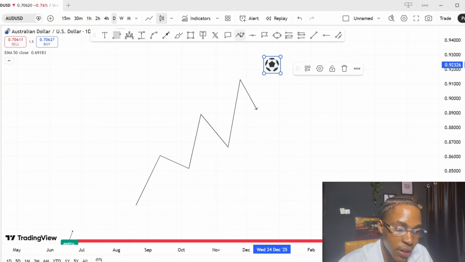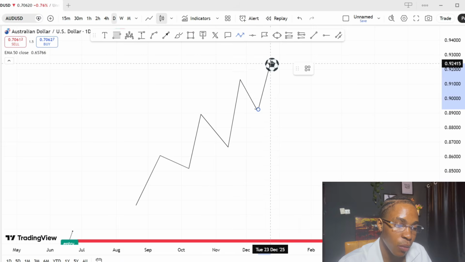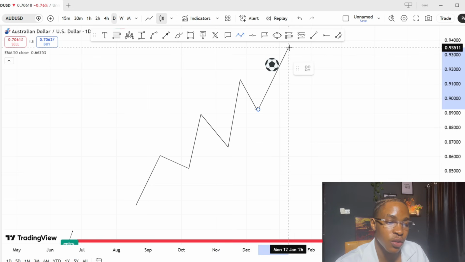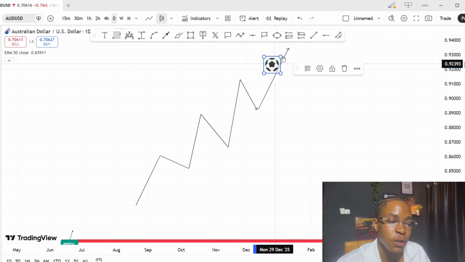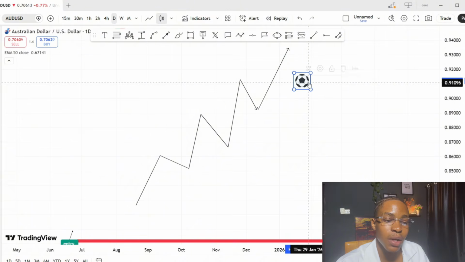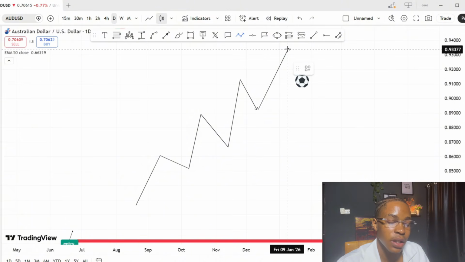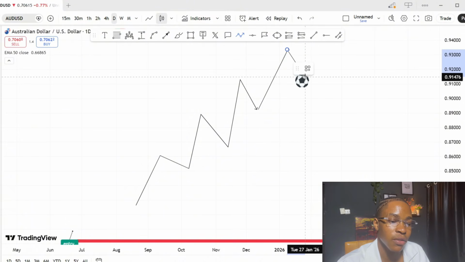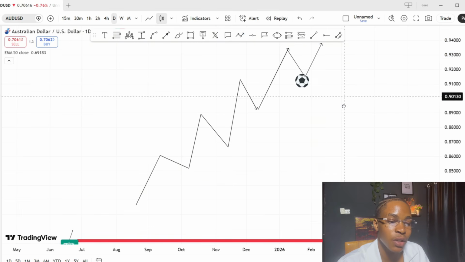So now, for instance, if the ball was here right now, what would you expect it to do? You'd obviously expect it to come back down to this level. And then once it comes back down, it will obviously bounce from this level and then go back up, right? So this is a pattern that continuously happens, right?